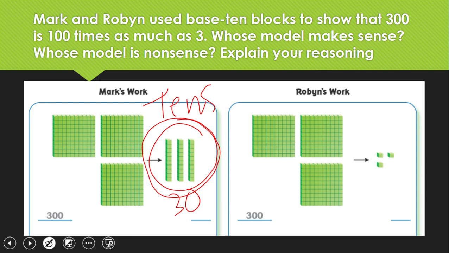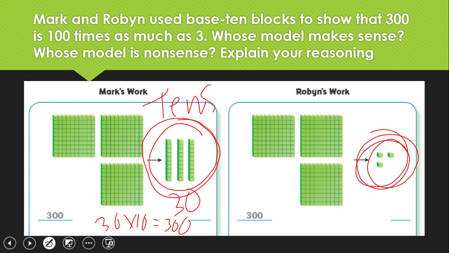He's saying that 30 times 10 equals 300. Now the correct one here is Robin's, because she's showing 3, which is in our ones place. 3 is in the ones place. And you know that 3 times 100, which is what she's saying right here, equals 300.